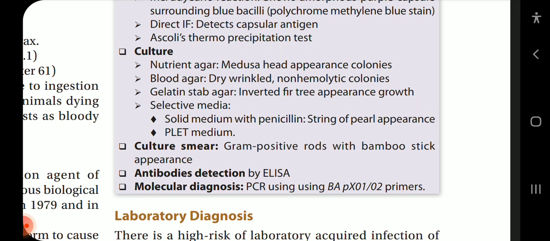Culture: on nutrient agar, medusa head appearance in colonies. Blood agar shows dry, wrinkled, non-hemolytic colonies. Gelatin stab agar shows inverted fir tree appearance of growth. Selective media include solid medium with penicillin, showing string of pearl appearance, and PLET medium. Culture smear shows gram-positive rods with bamboo stick appearance. Antibody detection is by ELISA, and molecular diagnosis is by PCR using BAPX01 or 02 primers.